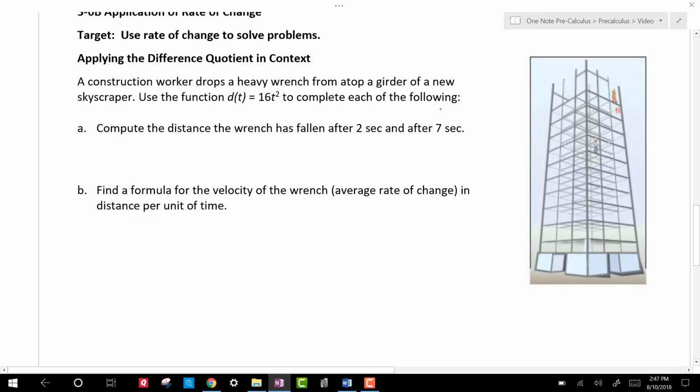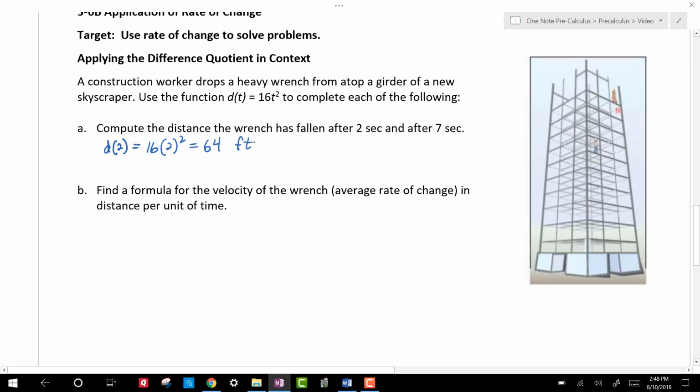All right, so d of t is going to represent the distance. It says compute the distance the wrench has fallen after 2 seconds or after 7 seconds. So this formula indicates how far the wrench has fallen. So just some easy math here. What is d of 2? All right, so d of 2 is equal to 16 times 2 squared. 2 squared is 4 times 16. So after 2 seconds, the wrench has fallen 64 feet.